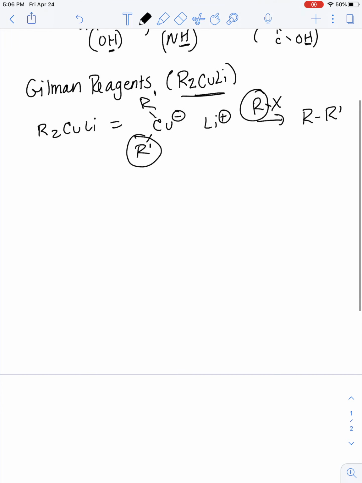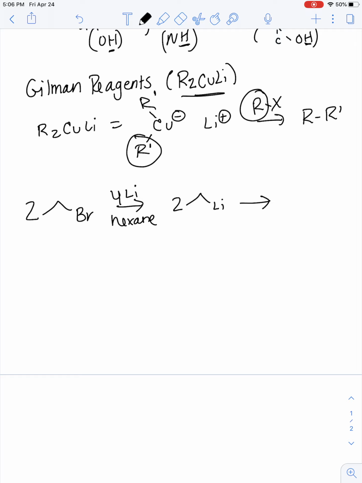So when we look at the formation of a Gilman reagent, if we have something like this, we have two equivalents of this alkyl bromide, and then we have 4 equivalents of lithium in hexane. So this should kind of ring a bell. This is how we would make our organolithium reagent. This would give us 2 equivalents of this organolithium reagent. Then what we would do is add copper iodide to the solution, copper(I) iodide, and we would form, so we'd have CH3CH2 twice, and then copper lithium. So this right here would be our Gilman reagent.